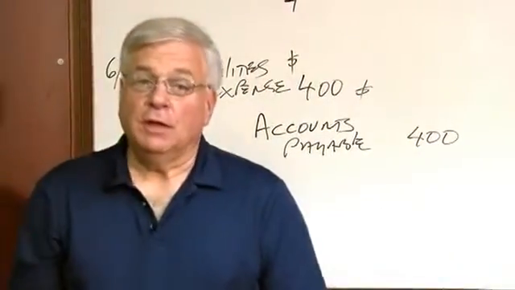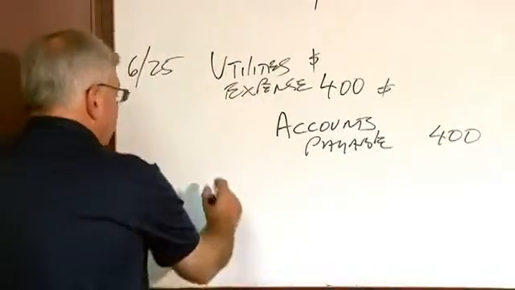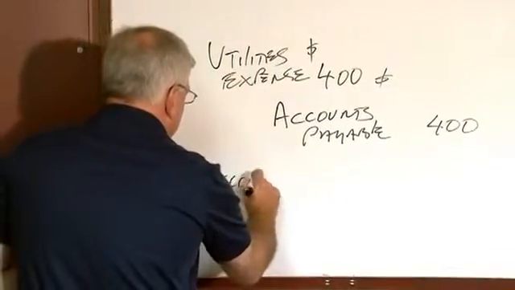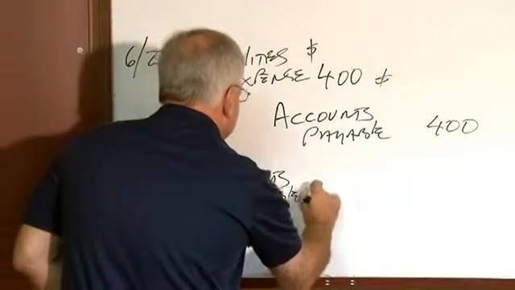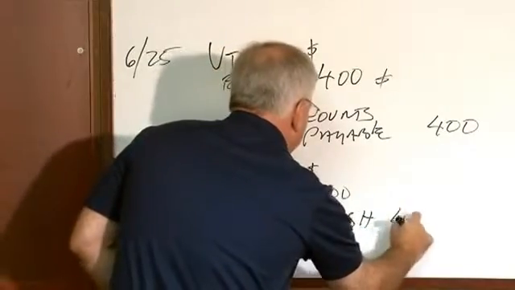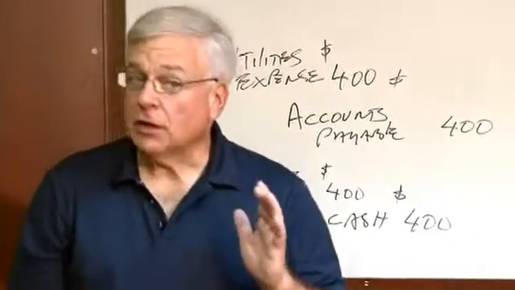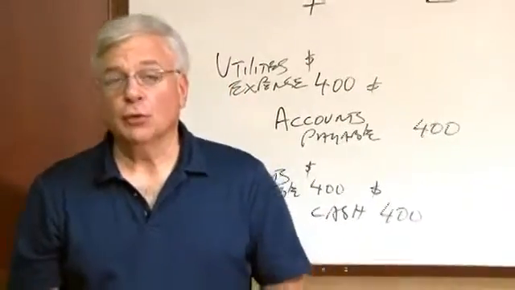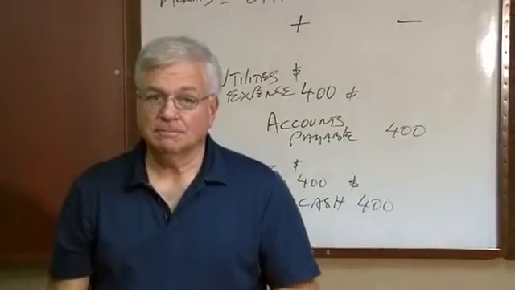When it's time to pay the accounts payable, probably 30 days or so later, we simply debit accounts payable and credit cash. So it's important to notice, when we pay a liability, it's not a second expense. We already took care of recording the expense the first time. We're simply paying off a debt.